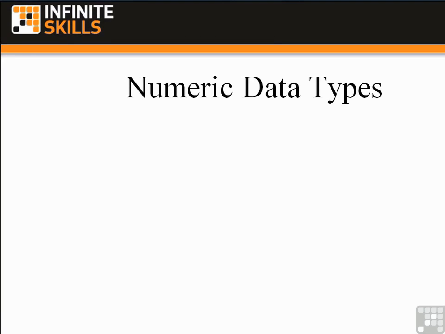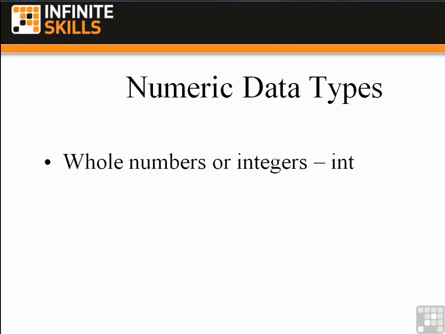The first data types we're going to discuss are the numeric data types. We're going to start with the data type for whole numbers, which are integers, and the key word for that is int. That's the word we use in C++. An integer can hold a number that contains up to 4 bytes.